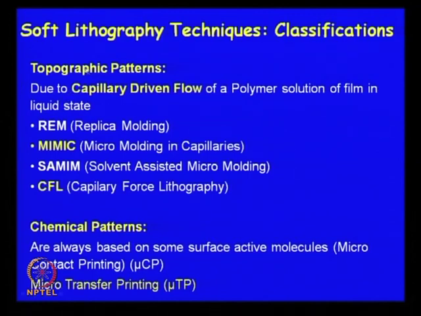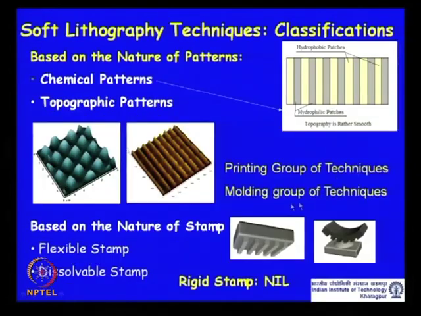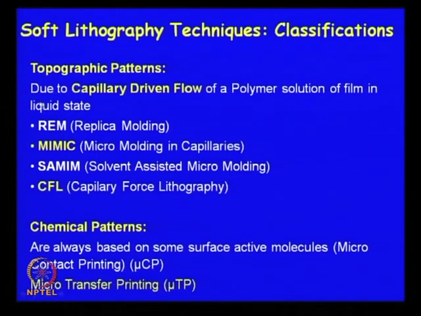So, topographic patterns, as we have mentioned, are typically the molding group of techniques. Typically the pattern transfer or pattern replication is achieved by capillary driven flow of a polymer solution in liquid state. You might be noting down the differences of soft lithography or the molding group of techniques in comparison to nano imprint lithography. The first difference is that the stamp used in NIL was a rigid stamp. In contrast to that, here we use a flexible stamp. I will come to what sort of material you use for creating this flexible stamp.